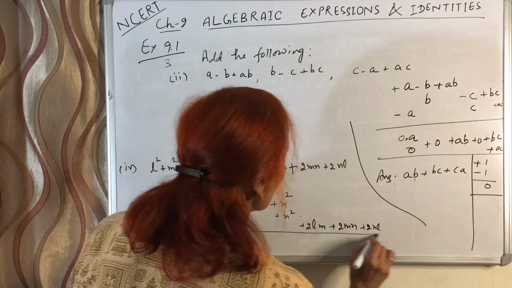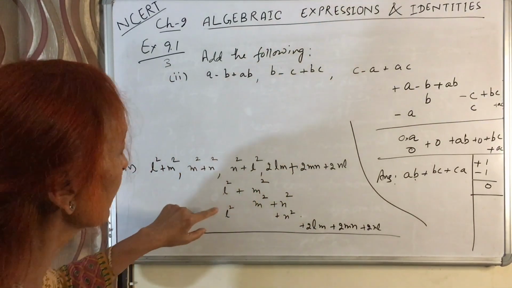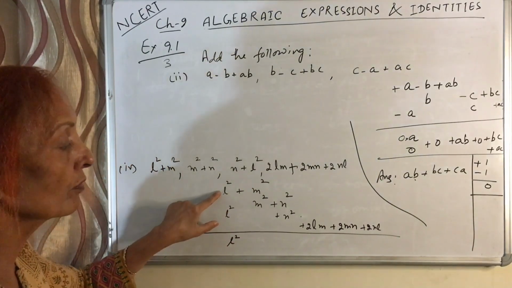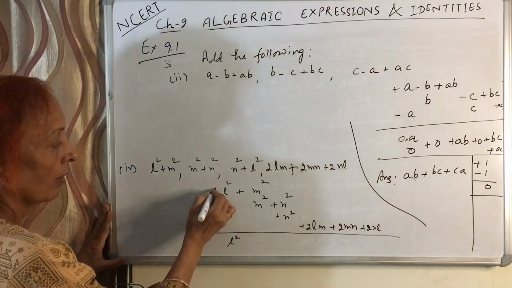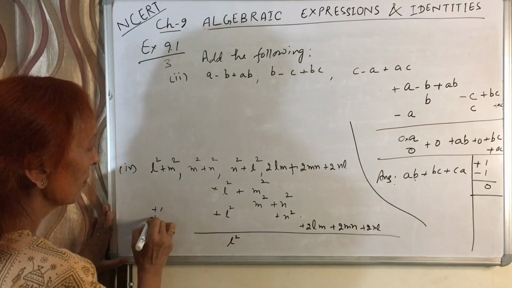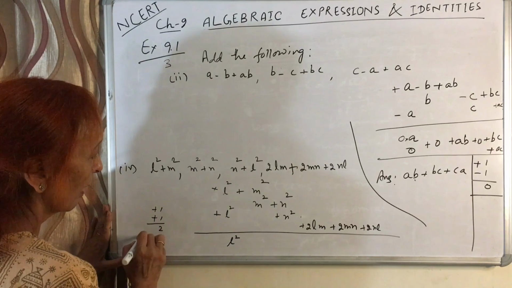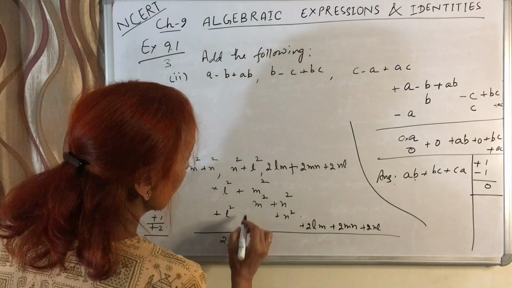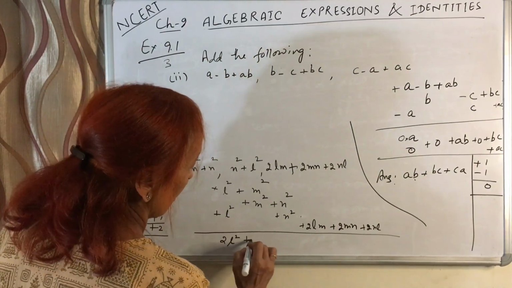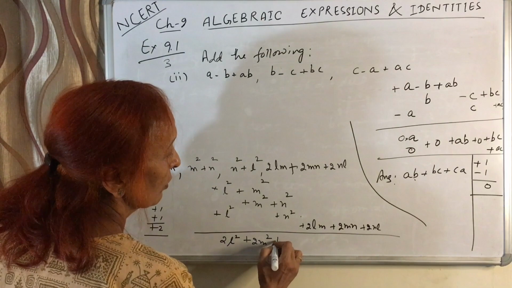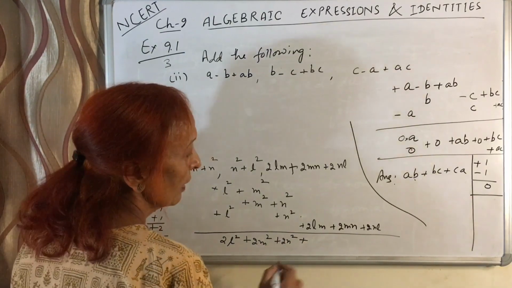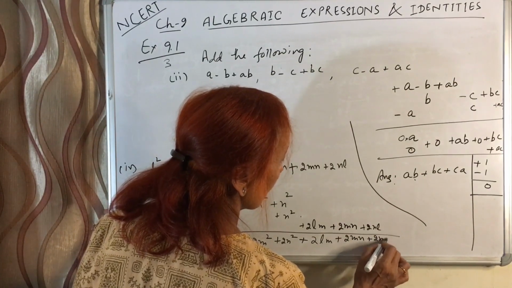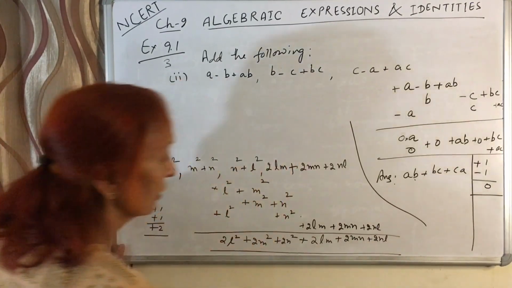Now we will simply add. L square plus L square. L square same. Nothing is written means 1, 1 plus 1. No sign means plus, plus 1 plus 1. We will add and same sign. So 2L square. M square plus m square, no sign means it is plus. Same 2m square, same 2n square plus 2lm plus 2mn plus 2nl. Correct? So this is the answer.